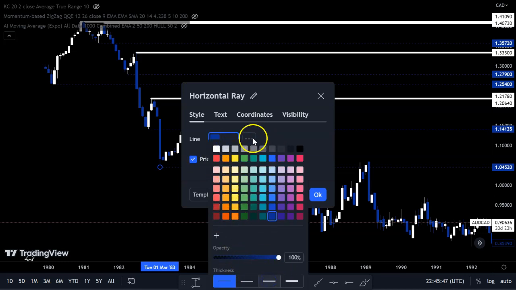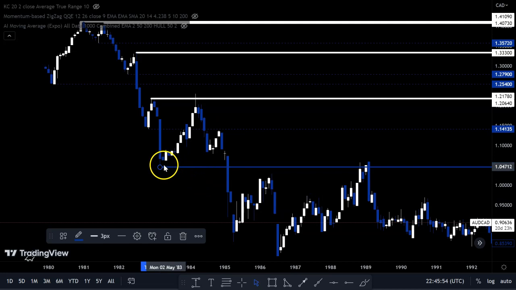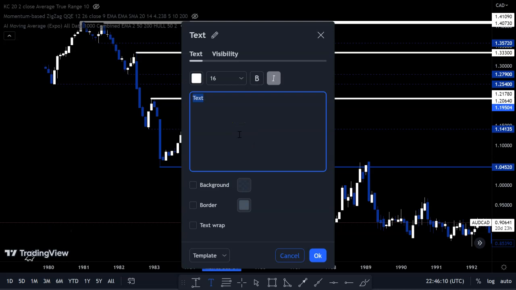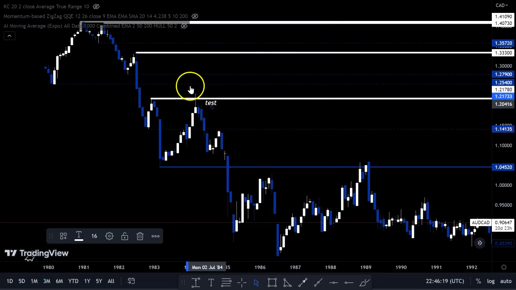So make this big and make that bold. Right. Then you see that when this was formed, it now led to the test. We'll still talk about this topic. I don't want to get ahead of myself and talk about other things. Test of a level, right? So it tested this level here, but you see that it didn't break it.